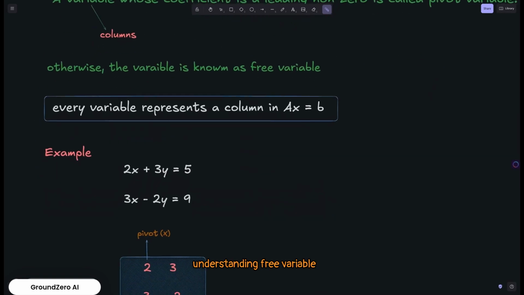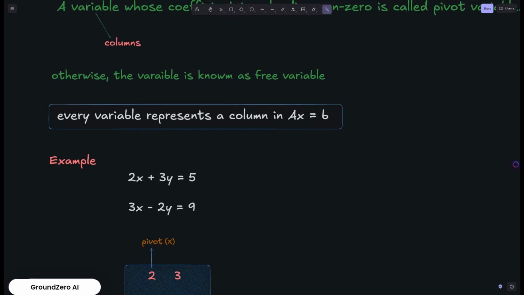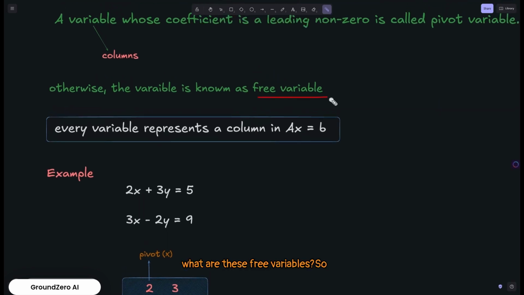Next thing is understanding free variables that express infinite possibilities. So what are these free variables? Variables corresponding to non-pivot columns, as a general intuition says, but these variables can be freely chosen, taking any value, and solutions still hold. So they represent the flexibility, or kind of redundancy, in the system.